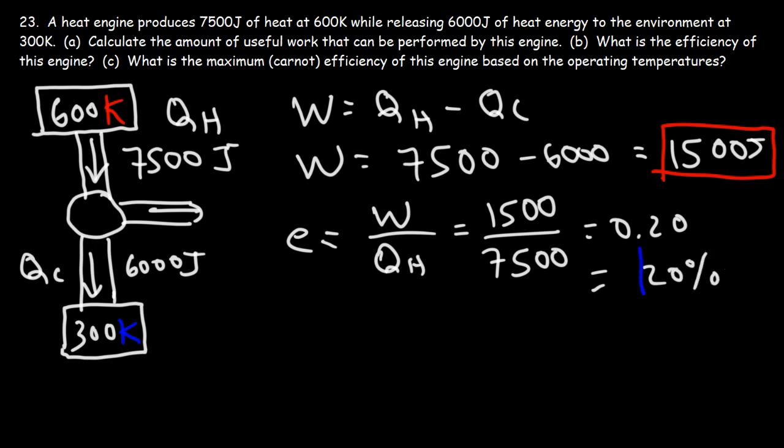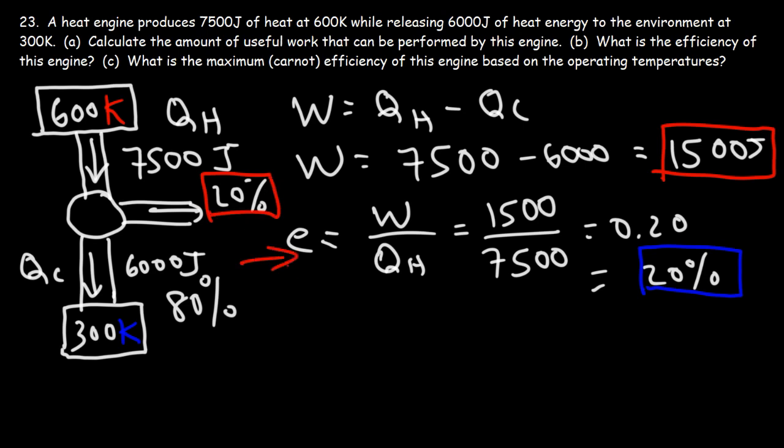So 20% of the heat energy generated by this device is converted to work. The other 80% is discarded as waste energy. So this is the 80% of the energy that's lost to the environment, but 20% has been converted into useful work. So that's what the efficiency tells us: how much of the total energy that was generated was converted to work.